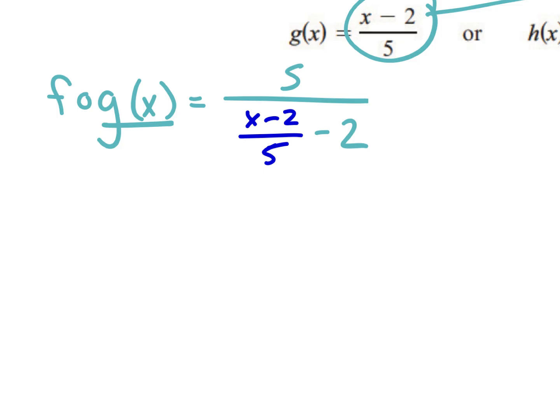So how would I subtract in our denominator here? What do we need when we're subtracting with fractions? Common denominator. So I can make this be 2 over 1, and then we can multiply the top and the bottom by 5, so we get negative 10 over 5. So we have 5 over x minus 2 minus 10 over 5.